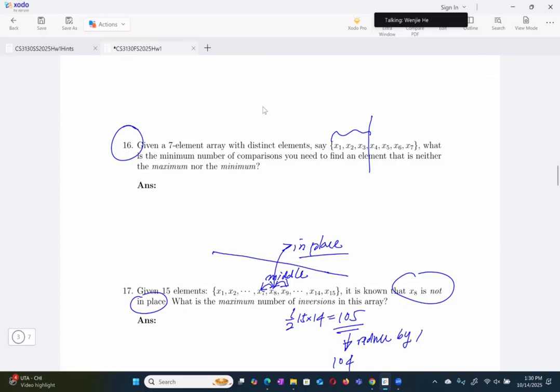I forgot to mention. For this question, so many students give me answer 2 comparisons. 2 comparisons, that's for the best case. So in the best case, you need 2 comparisons, because you compare first one, second one, and happen to be in the best situation. So you need 2. But we need a worst case.